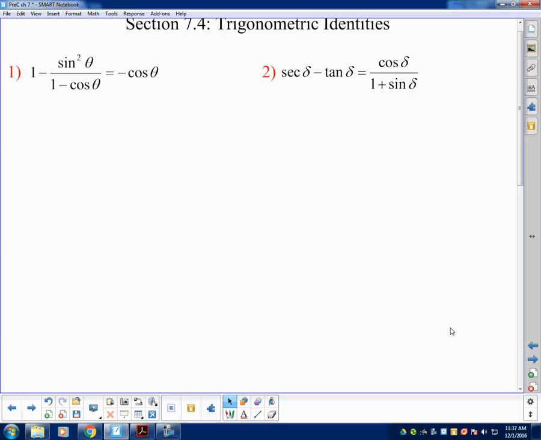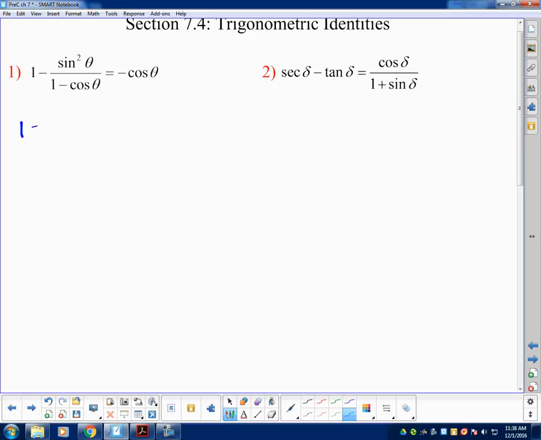So, the process that we're going through is we want to take the more complicated side here, which we decided on number 1 was the left side, and then make it look like the right. One of the things to look for is if you have fractions in your more complicated side, is go ahead and join them together as a single fraction. That's one of the first things I would recommend you do. So that's what we did.